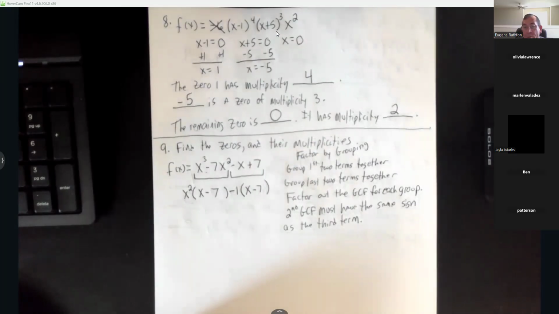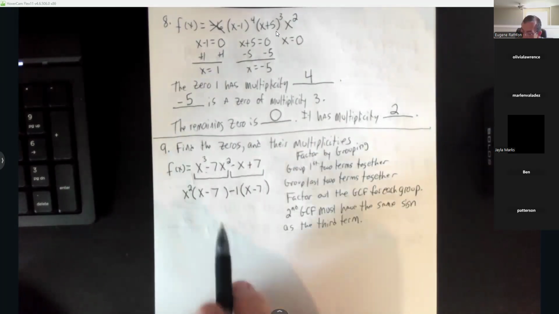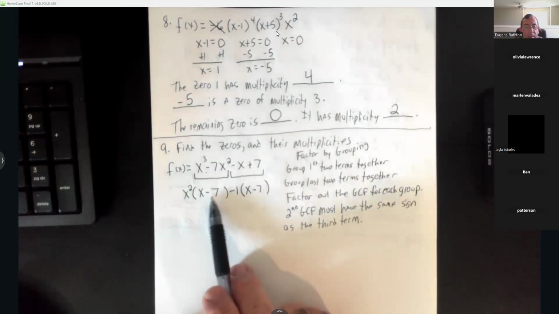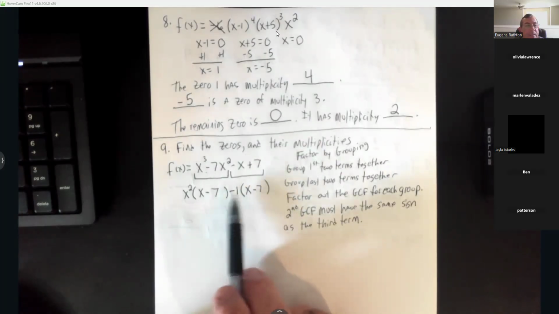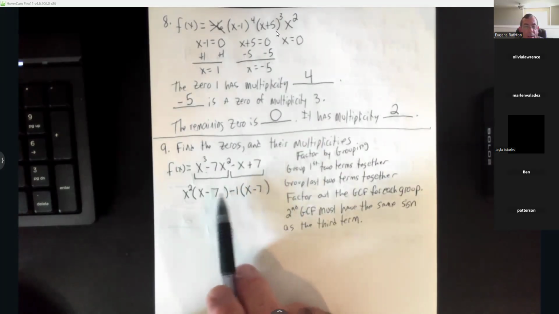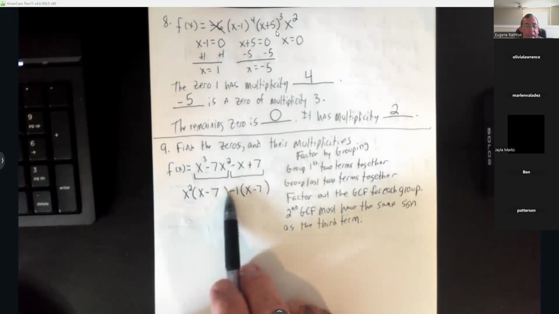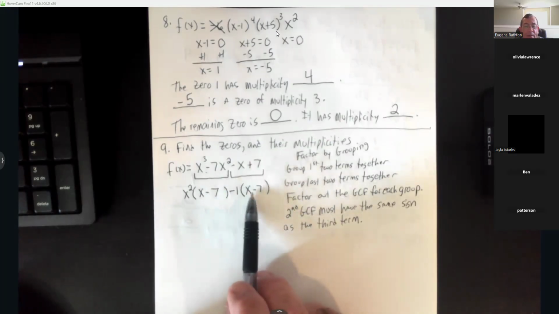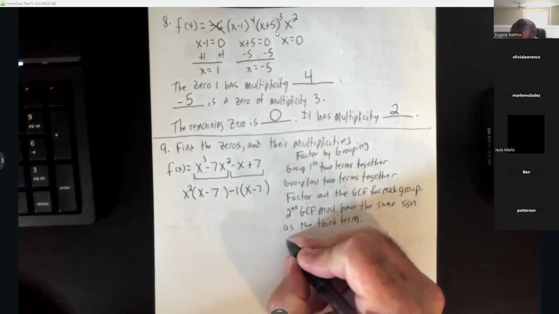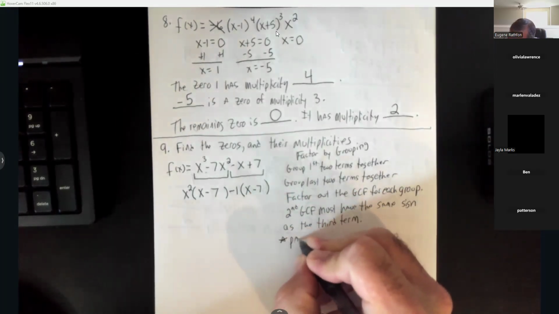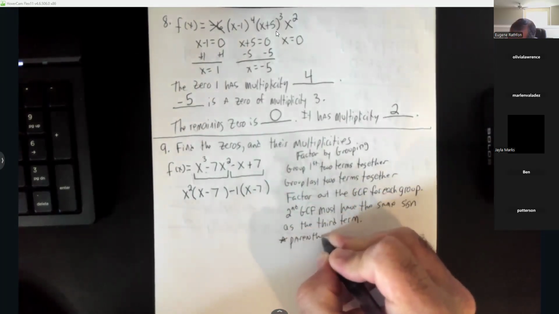Now, y'all need to notice what you got to have at this point. At this point, these parentheses got to match up here, okay? So notice I got an x minus 7 in parentheses here, x minus 7 in parentheses here. So at this point, parentheses must match.